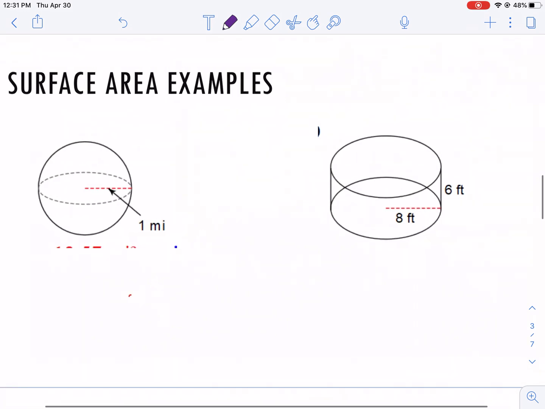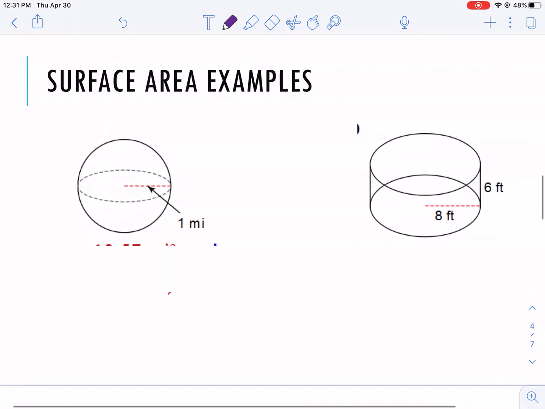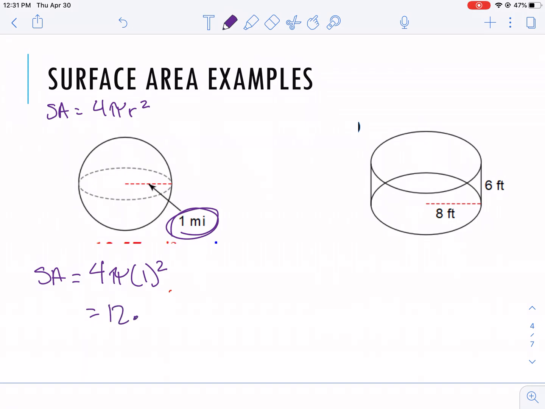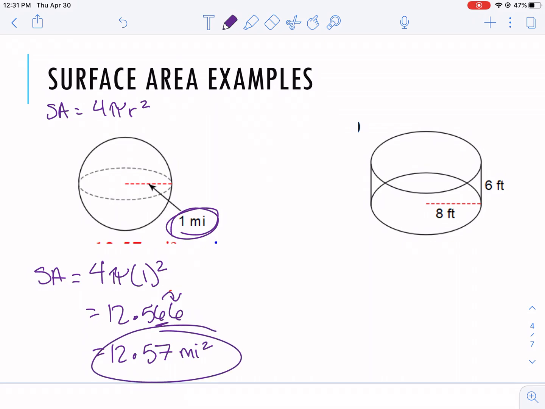So I'm just going to go over some examples to give you an idea of what this looks like. So for a sphere, the surface area formula is 4 pi r squared. So the nice thing is the radius is given to us. So we just do 4 pi 1 squared. And then in your Schoology assignments, you are rounding everything to the nearest hundredth. So we get 12.566. So remember, when we round to the nearest hundredth, we look at the one next to it. Since it's 5 or above, we round it up, and it's 12.57 miles squared. So that was that one.